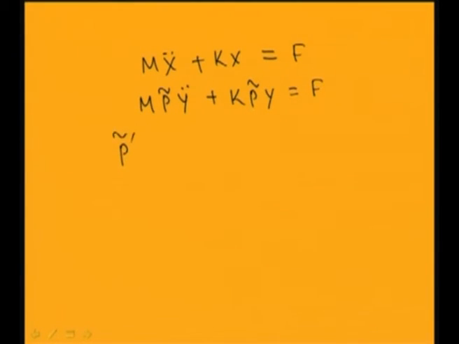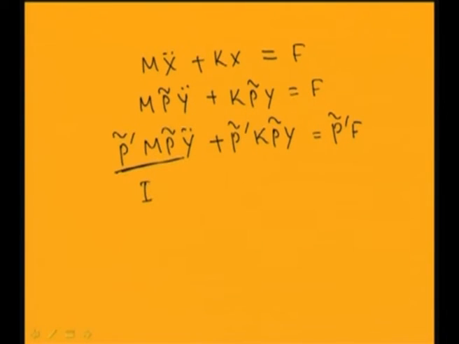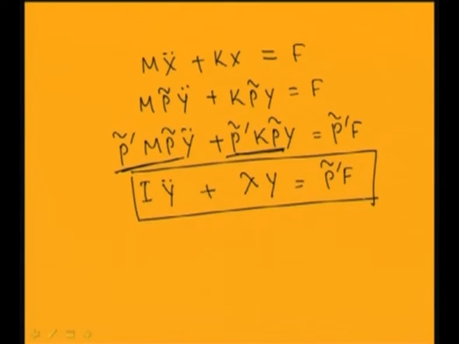Now multiplying by the transpose of this weighted modal matrix, you can obtain P transpose m P y double dot plus P transpose k P y equal to P transpose f. Now P transpose m P is equal to I, so this becomes I y double dot plus lambda y equal to P weighted transpose f. In this way you can directly get the equation I y double dot plus lambda y equal to P transpose f.